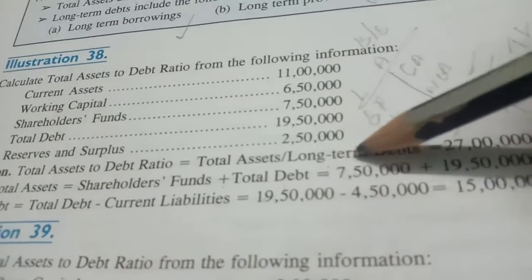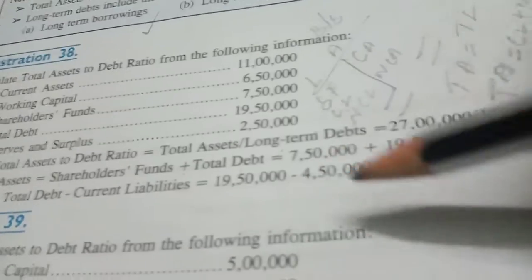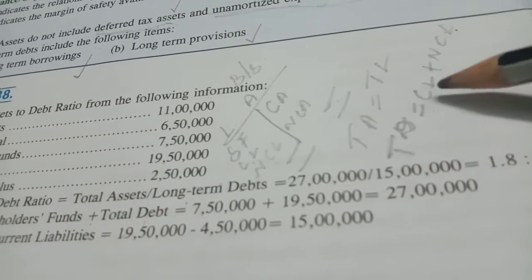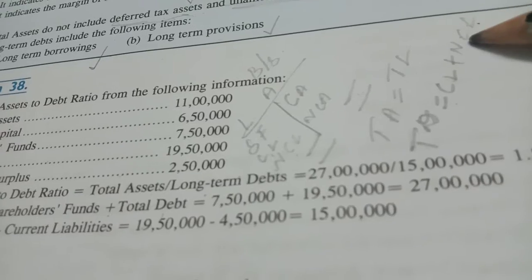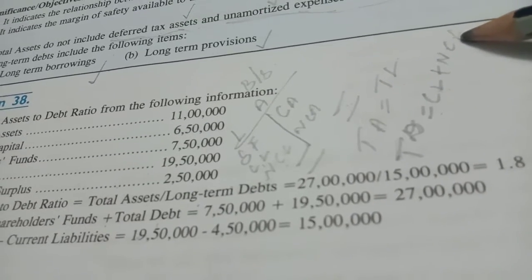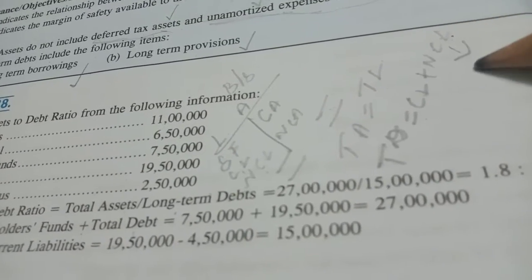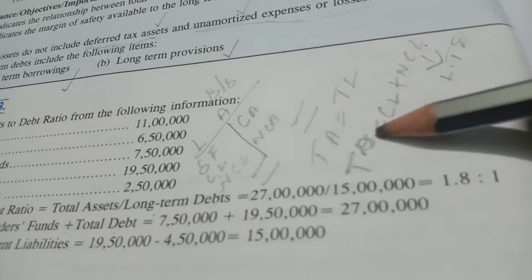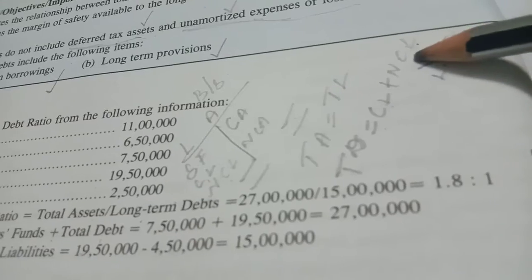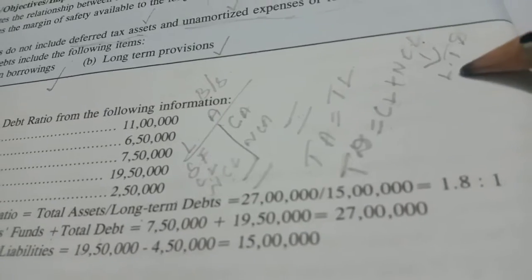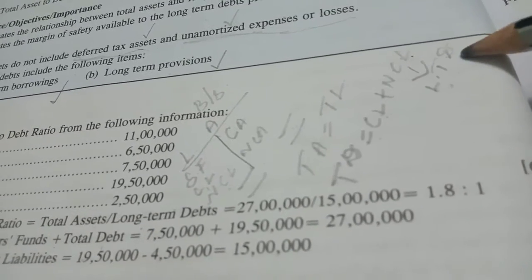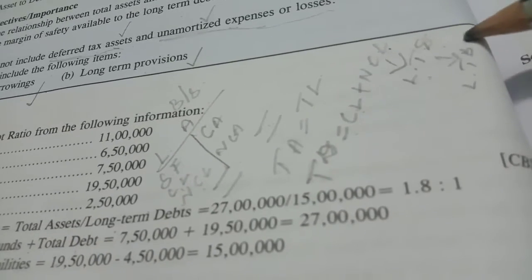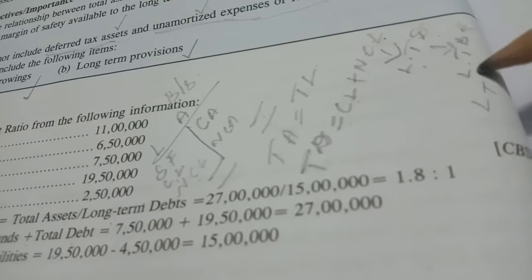What is the formula? Total debt equals current liabilities plus non-current liabilities. This non-current liabilities is called the long-term debt. The non-current liabilities include the long-term debt. So long-term debt means long-term borrowings and long-term provisions.